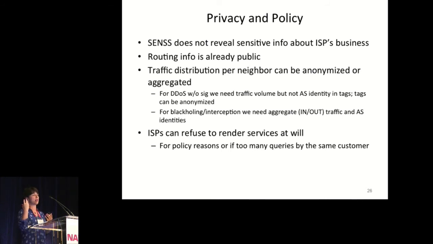However, the neighbor information and the volume in the replies, when you're asking about traffic and you're getting this reply that tells you about distribution of traffic over the neighbors of the SENSS deploying ISP, this information can be anonymized or aggregated, and SENSS can still work well, but you're preserving the privacy. Finally, the ISP can always refuse to take any action that goes against its policy. So this is just a service that is offered. The customer asks for service. The ISP can refuse, for example, if the customer is asking too many questions or asking to demote routes that are especially desirable for the ISP and have been around for a while.